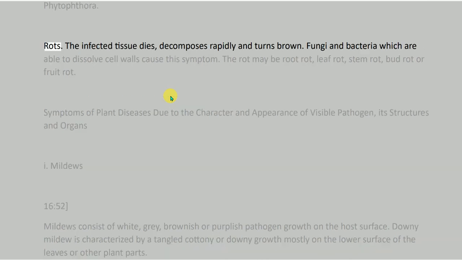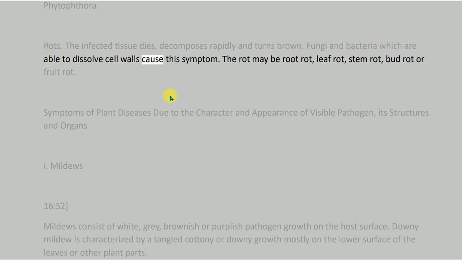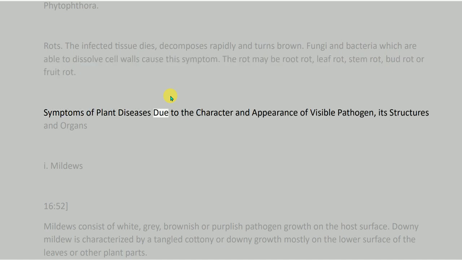Rots. The infected tissue dies, decomposes rapidly and turns brown. Fungi and bacteria which are able to dissolve cell walls cause this symptom. The rot may be root rot, leaf rot, stem rot, bud rot or fruit rot. Symptoms of plant diseases due to the character and appearance of the visible pathogen, its structures and organs.